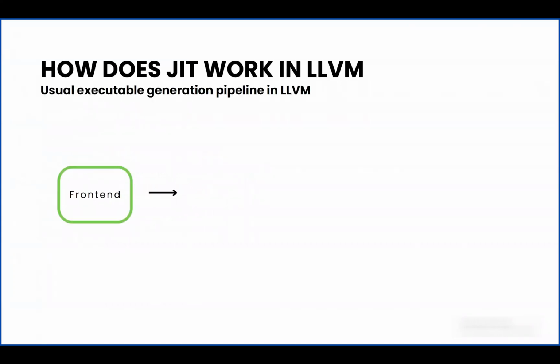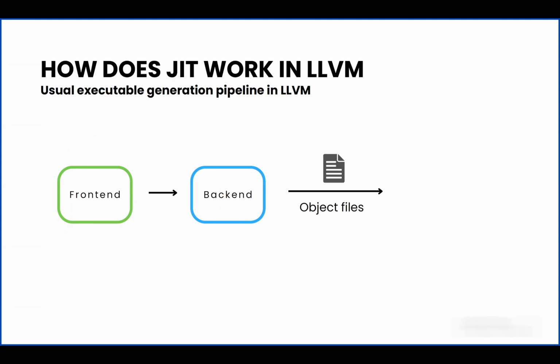So JIT inside LLVM works a bit differently from typical JIT compilers in other languages. If you look at this typical executable generation pipeline in LLVM, we have a front end, which can be Clang, and a back end, which is inside LLVM core. And LLVM MC emits object files to the file system. And we have a linker such as LLD that links object files in the file system into one executable file. The JIT inside LLVM works by tweaking this last linking step.